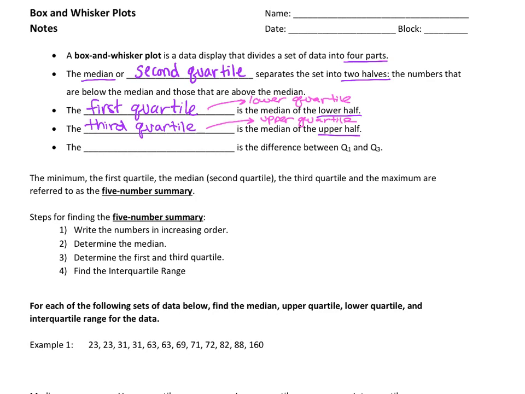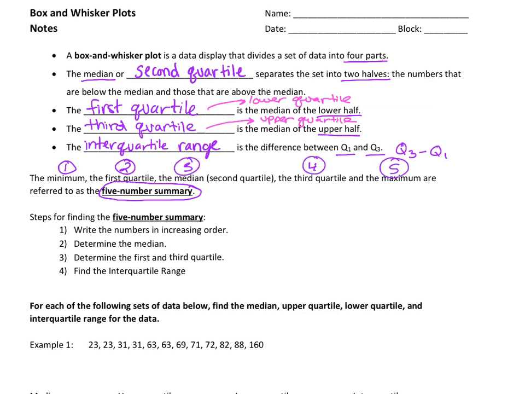And then the last part is the interquartile range. It is the difference between the first quartile and the third quartile. So Q3 minus Q1. So these vocab words are really important for our 5-number summary. Our 5-number summary includes the minimum of the data, the first quartile, the median, the third quartile, and the maximum. Those are the 5 numbers that make up our 5-number summary.